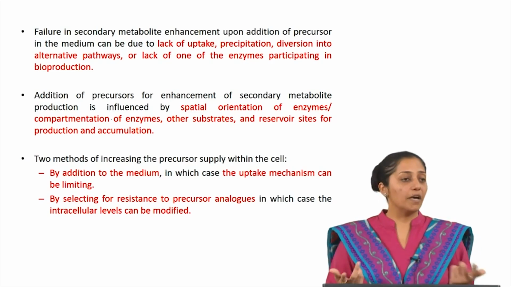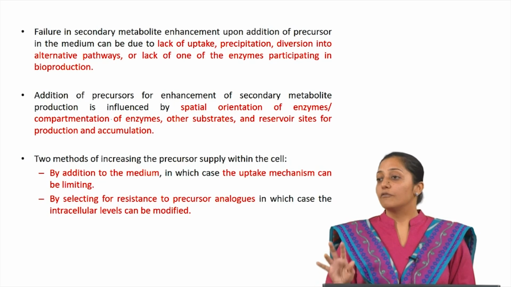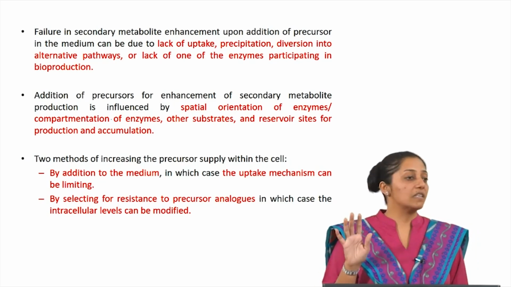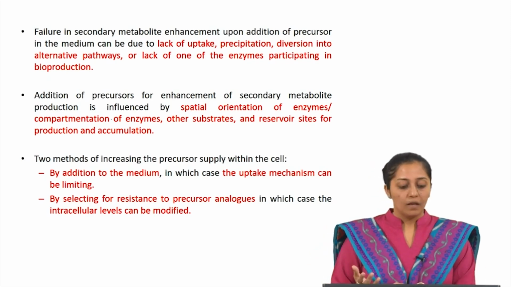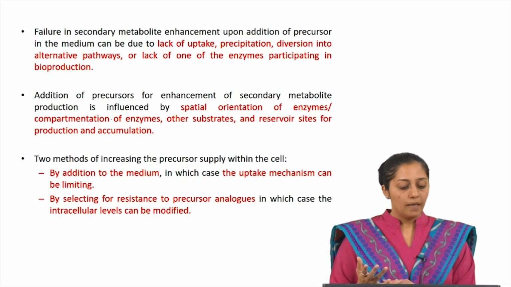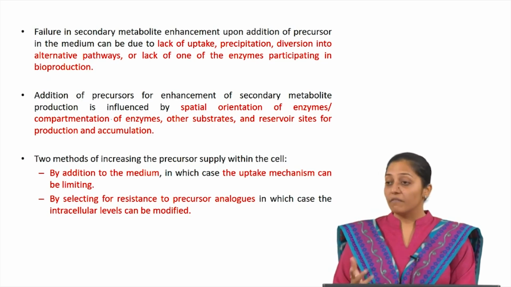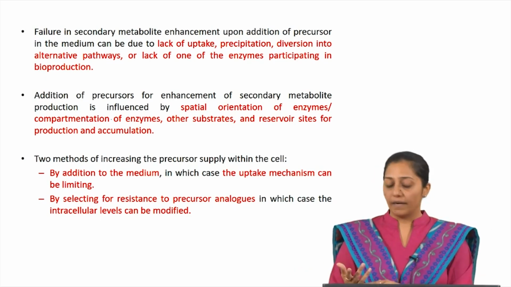So, because of the compartmentation, all this will impact the effect of a precursor exogenously added in order to improve the product yield. Now, two methods of increasing the precursor supply within the cells: by adding it into the medium, in which case what becomes limiting? The uptake mechanism becomes the limiting factor.